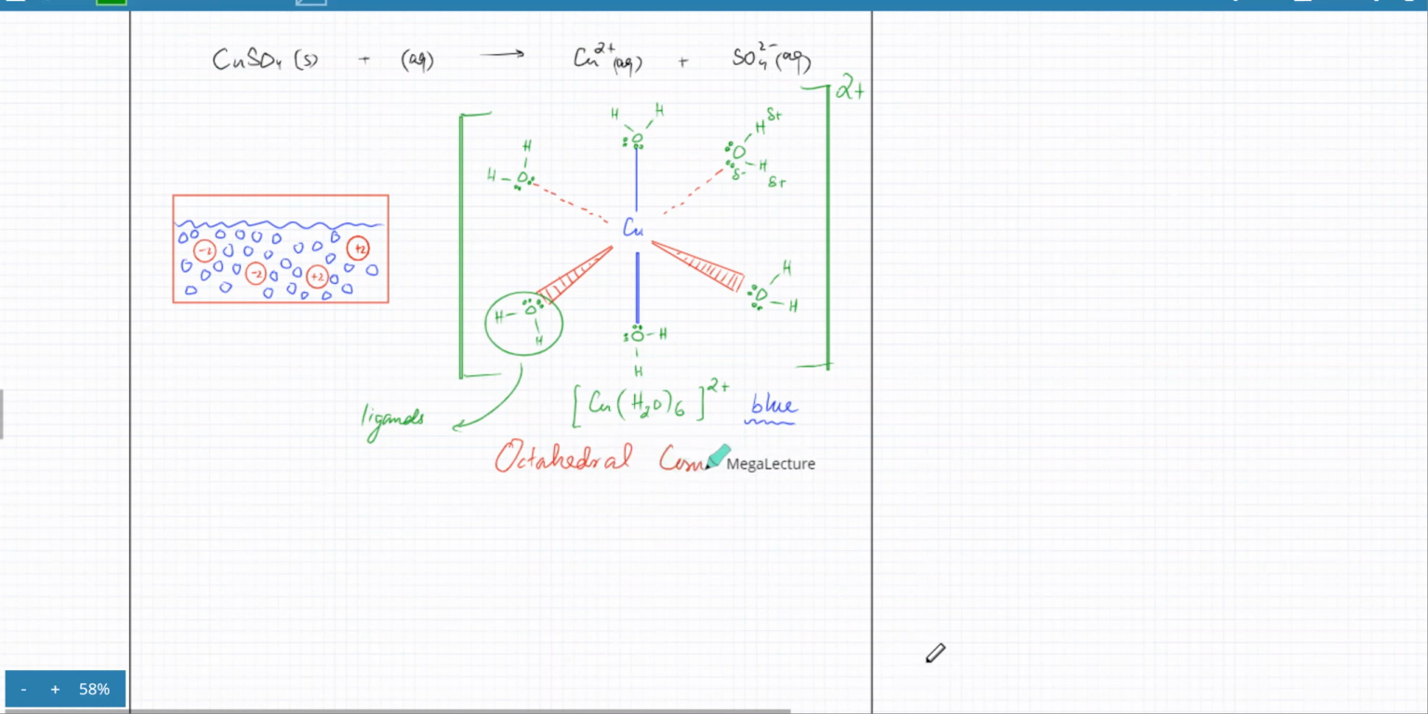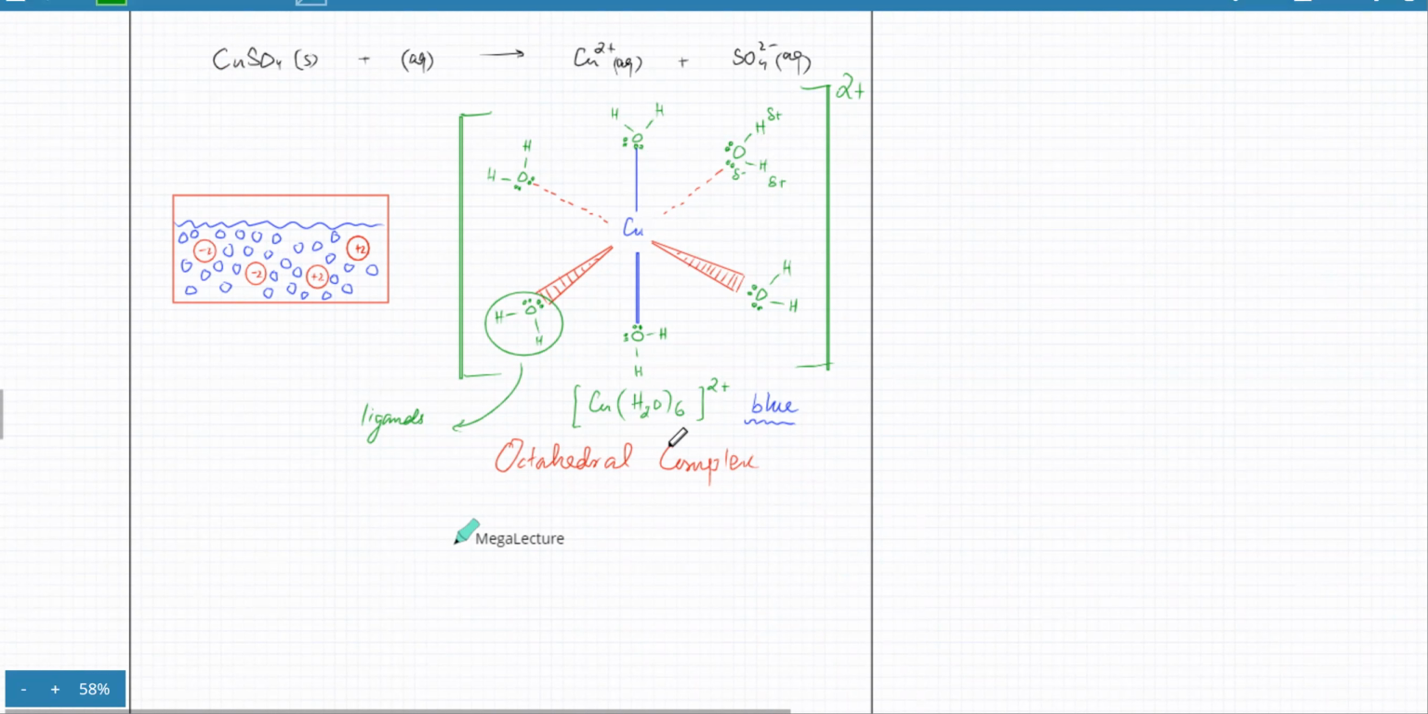So this specific shape is your octahedral complex. Usually what happens is, whenever something makes 6 bonds, the shape is octahedral. Like one ligand is attached on the top, one at the bottom, one right, left, front, back. So there are 6 sides to copper and 6 ligands are attached.